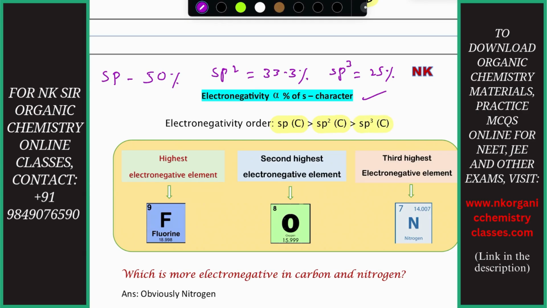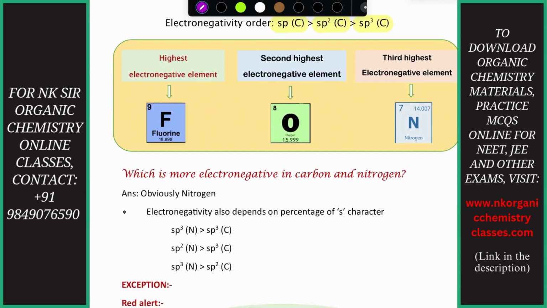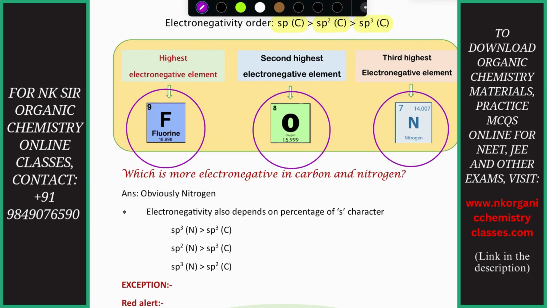Interesting, right? Now, in the periodic table, the highest electronegative element is what? Fluorine. Then, the second highest electronegative element is what? Oxygen. Then, the third highest electronegative element is nitrogen. Guys, don't forget these three. These are the first three highest electronegative elements in the periodic table.